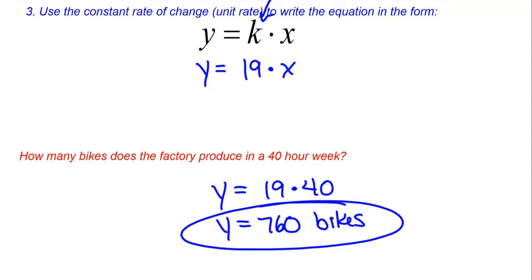So there we can see we can use that constant rate, that unit rate that appears over and over again in proportional relationships, to write an equation in the form of y equals k times x from a table, from a graph, or from a description of a proportional relationship.